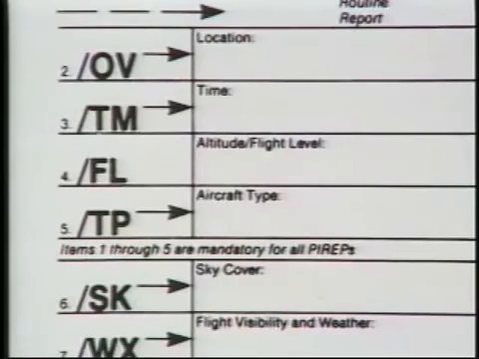2-letter codes differentiate each block within the report. For example, OV describes the location of the aircraft. TM tells you the time when the report was made. FL identifies the flight level. And TP tells you the type of aircraft flown. These first 5 blocks must be included in all PIREPs.